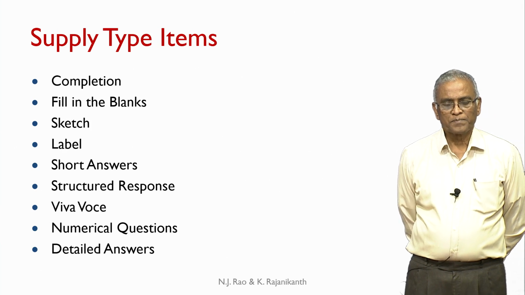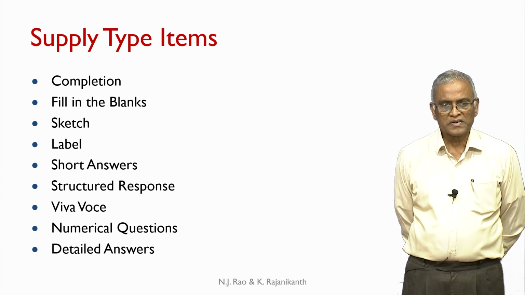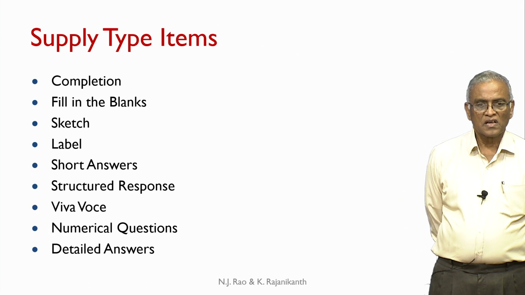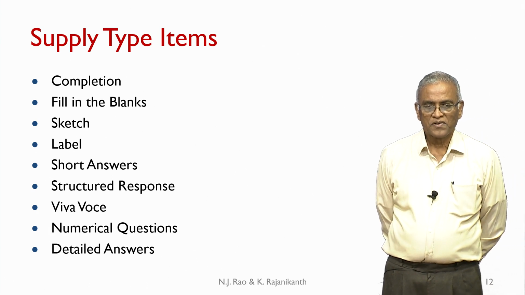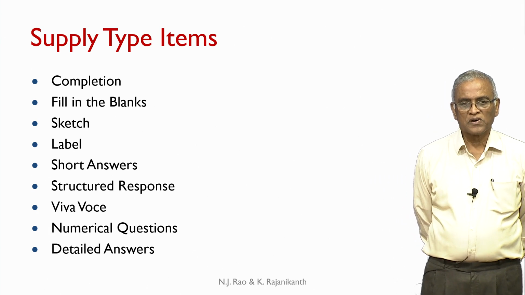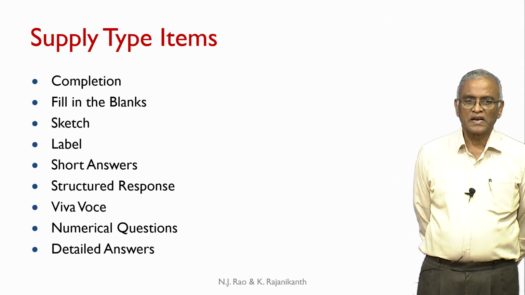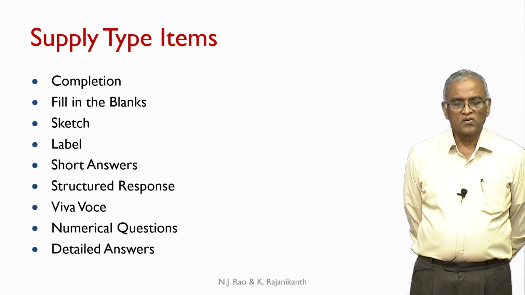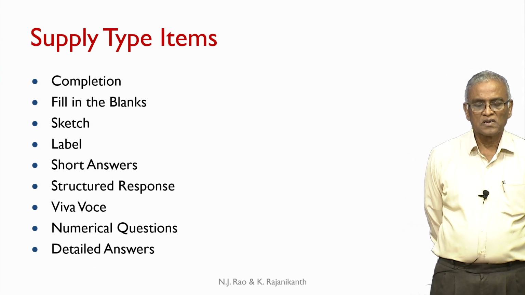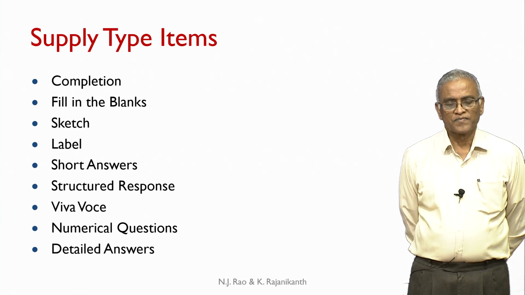Now, supply type, one is completion. A half written sentence can be completed, it can be filling the blanks, draw a sketch, label something, you have short answers, structured response, viva voce, numerical questions and detailed answers. You can expect the student to write a 500 word or 600 word answer to the test items that you give.